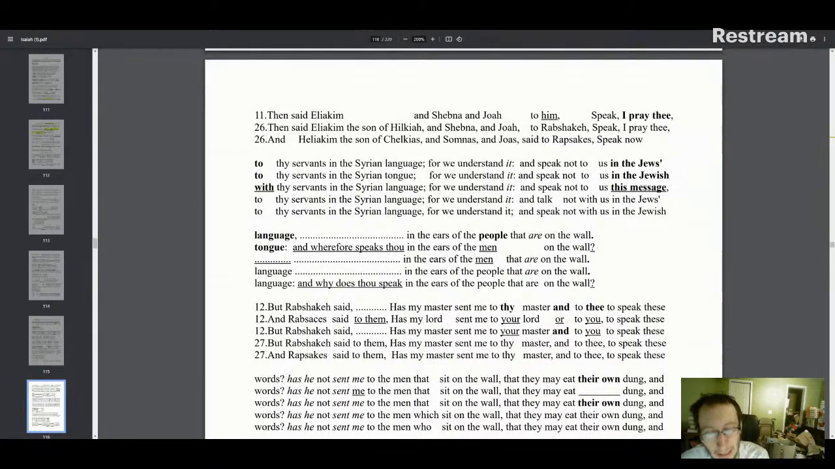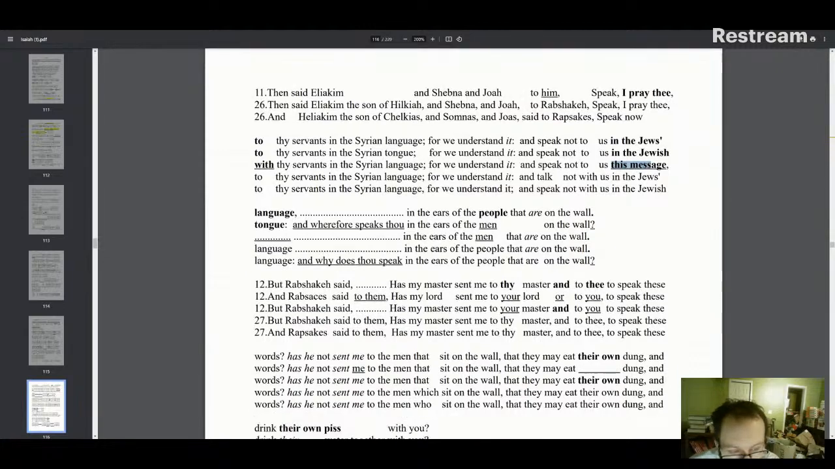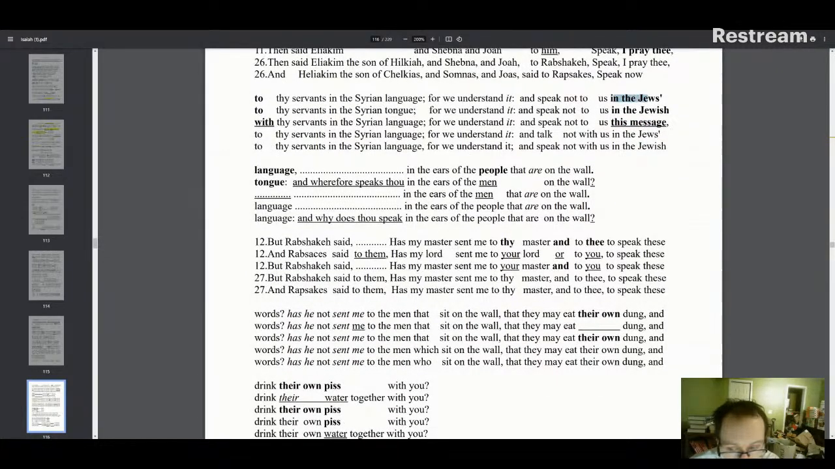This is interesting. I'll have to check this later, but apparently it says in the Masoretic, "in the Jewish language," whereas the Dead Sea Scrolls say "this message only." But I'm more inclined to the "Jewish language" reading. Let's see here. And the "Jewish language" reading also is corroborated by 2 Kings.